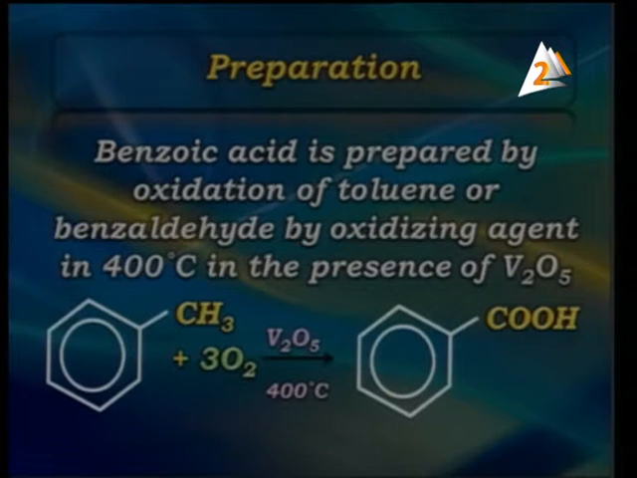It is a very strong oxidizing agent used to prepare some kinds of chemical compounds in industry or in the lab. So we have toluene, C6H5CH3, in the presence of 3 oxygen atoms and V2O5 at a temperature of 400 degrees centigrade, changing it into C6H5COOH, the benzene ring with COOH, or benzoic acid.